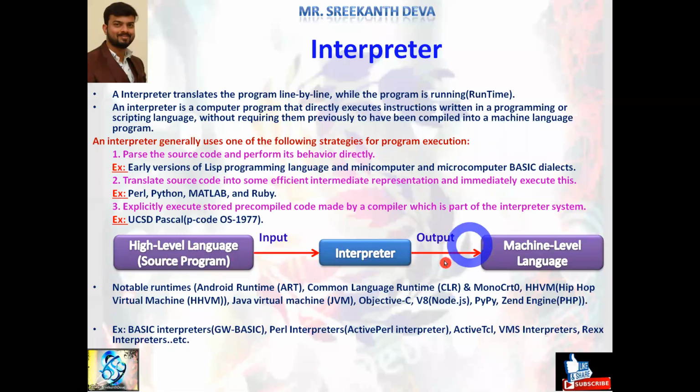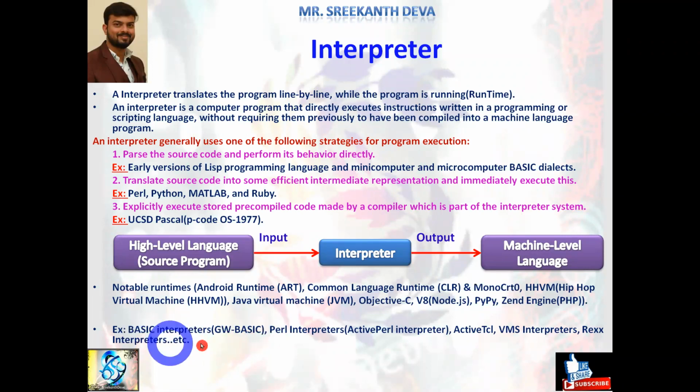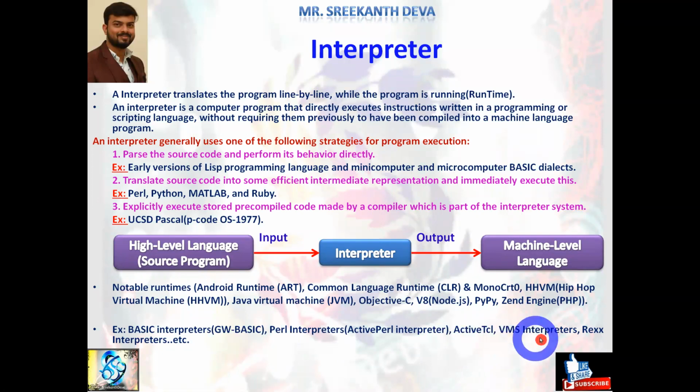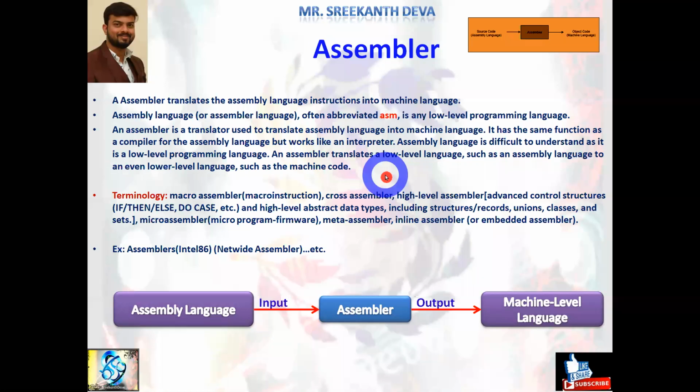High level language is converted into machine level language. An interpreter is also a language translator. Some languages are based only on interpreters. These interpreters convert high level language into machine level language and execute instructions step by step, or line by line. If there are any errors, it generates errors right there. Examples are basic interpreters, Perl interpreter, ActiveTCL, VMS interpreters, Rexx interpreters. These are all various examples of interpreters.